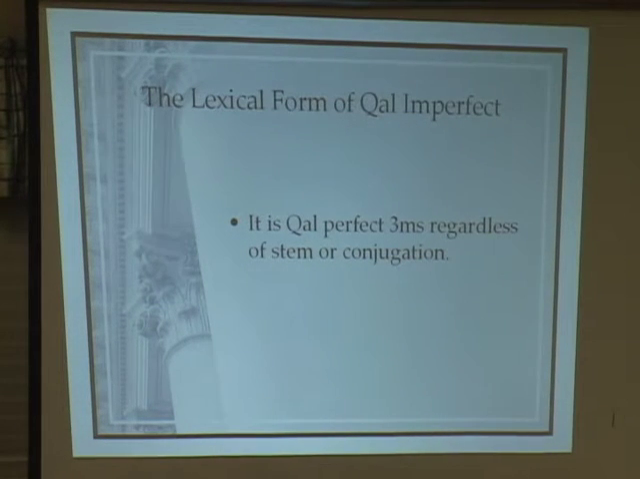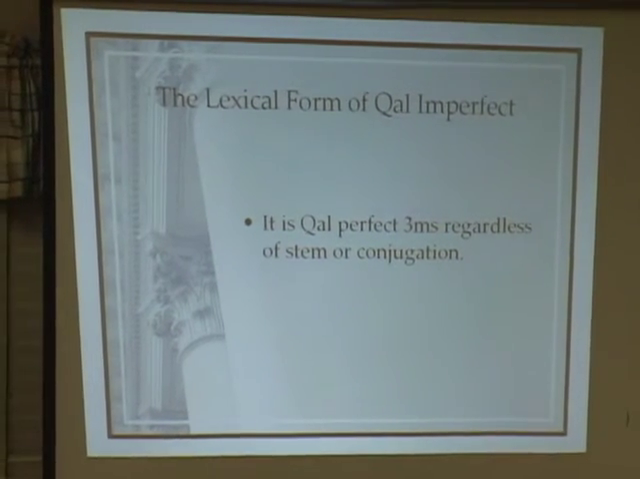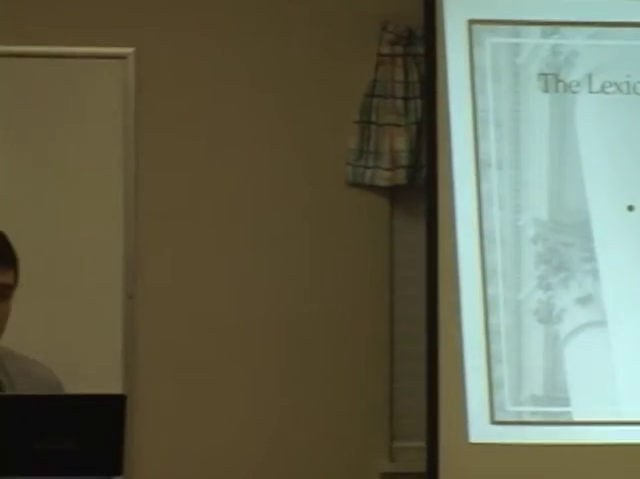What is the lexical form of the qal imperfect? It's the same as for any other verb, which is third masculine singular, regardless of stem or conjugation. We've learned already that the only form so far that appears in the infinitive construct is the lexical form for hollow verbs, which drop out the second consonant usually. Okay.